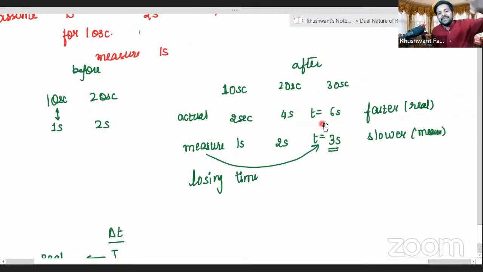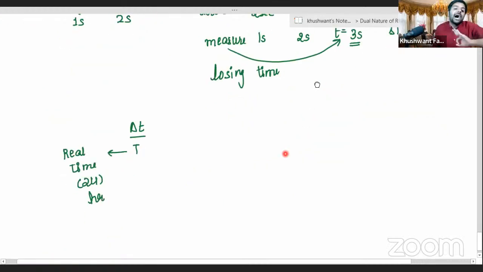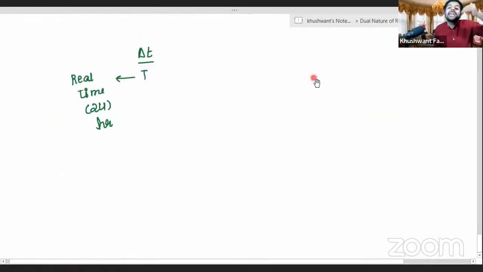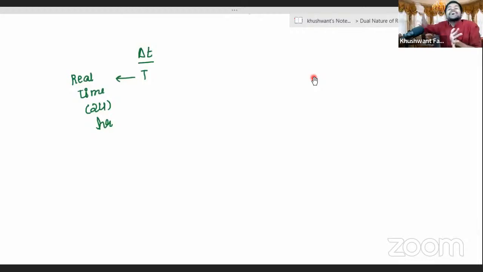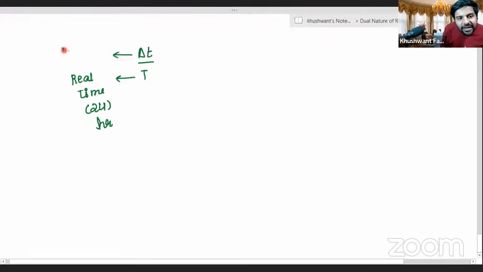In 6 seconds we are still thinking that 3 seconds have passed, so we have lost track of 3 seconds in this question until this time. Now I have to calculate it like this. If I want to calculate after 24 hours how much time I have totally lost, meaning how far behind the real world I am running, what is the time that I have lost from the real world can be calculated from here. So this is called the gain or loss of time.